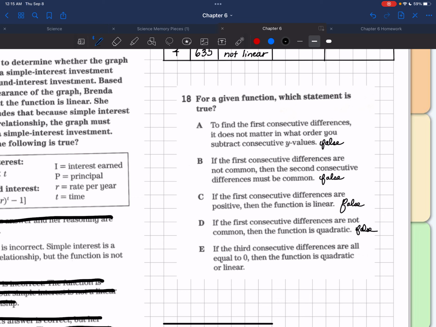If the third consecutive differences are all equal 0, then the function is quadratic or linear. And that is true. That's where I told you that once you get commonality, every column after that will be zeros. So the answer to this one is E. That's another one of those theory questions.